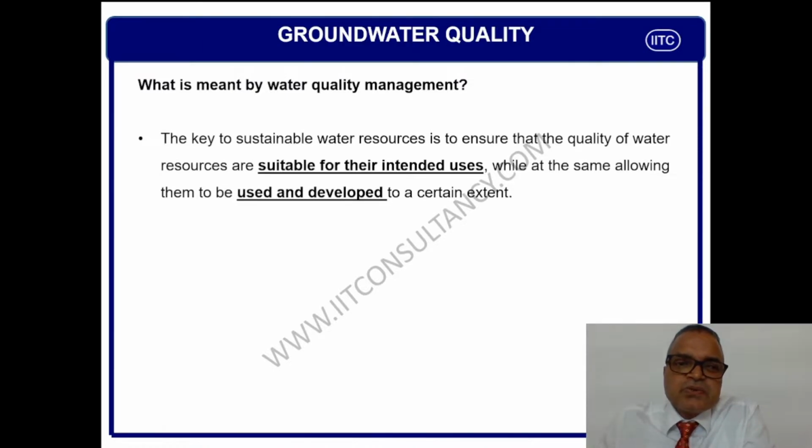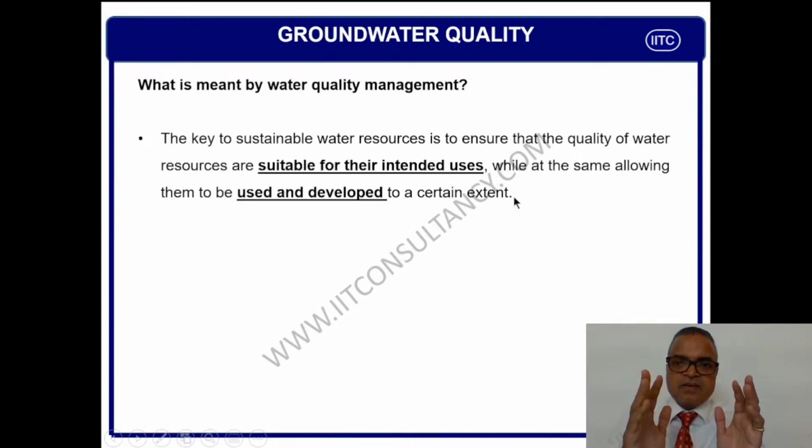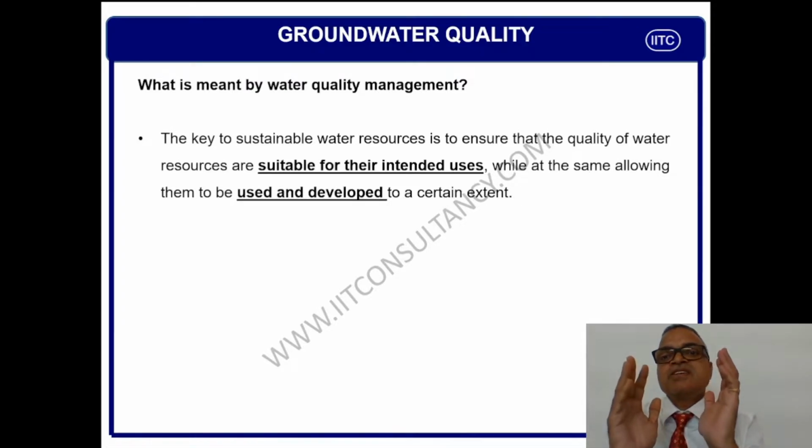The key to sustainable water resources is to ensure that the quality of water resources is suitable for their intended use, while at the same time allowing them to be used and developed to a certain extent. That means we need to see that the water quality of the water resources is suitable for their intended use.